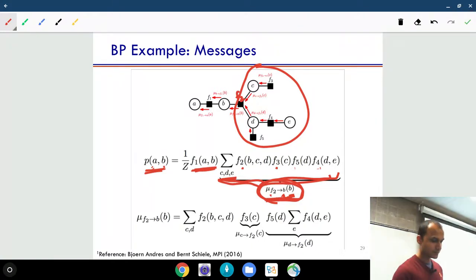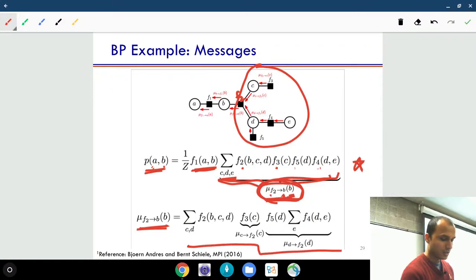Is that clear? The first message that was being passed from f2 to B should be clear. Now we'll get into the details of other messages. Any questions? So that's the message from f2 to B, which was the underlined expression, star, here.